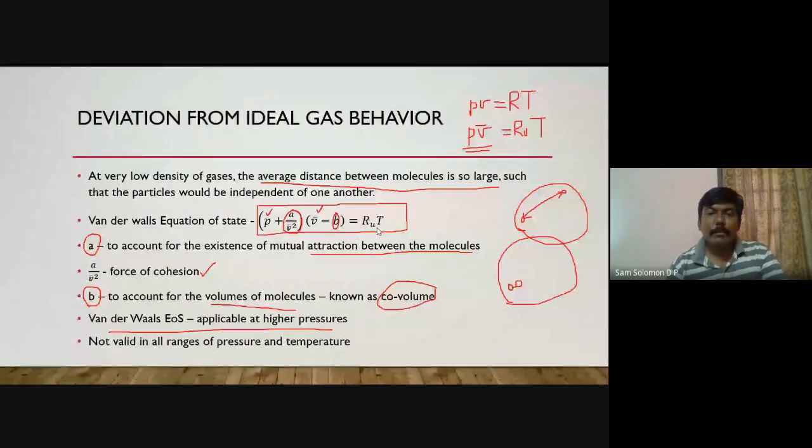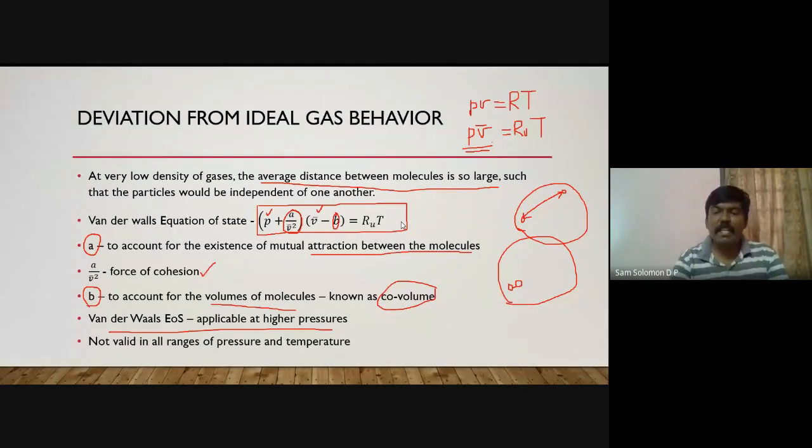Whenever you have V bar, you will have RU. V bar is meter cube per kilomole, so RU is also joule per kilomole Kelvin. R is joule per kilogram Kelvin. So the units have to be consistent, so keep that in mind. So the van der Waals equation of state shows a deviation from the ideal gas behavior.